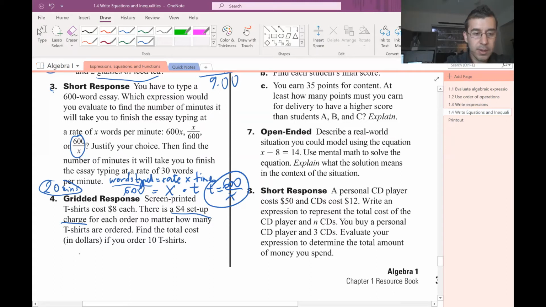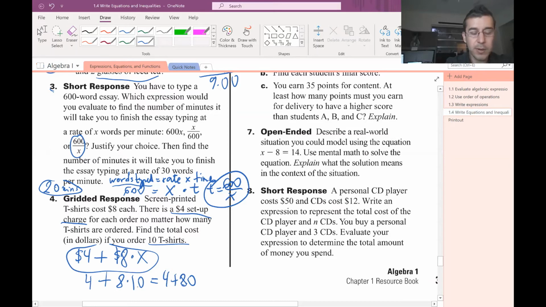So it's the fixed cost, which is $4, and then plus $8 per shirt times how many shirts. Basically, this is the expression. And then if we order 10 shirts, the cost will be 4 plus 8 times 10, or that is 4 plus 80, right? Multiplication is the order of operation we do first, multiplication, then we do addition. So 80 plus 4 is $84.